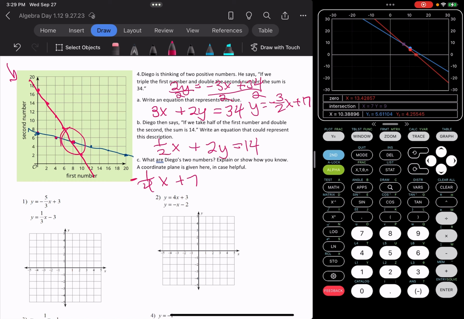So that intersection happens at 8, 5, it appears.